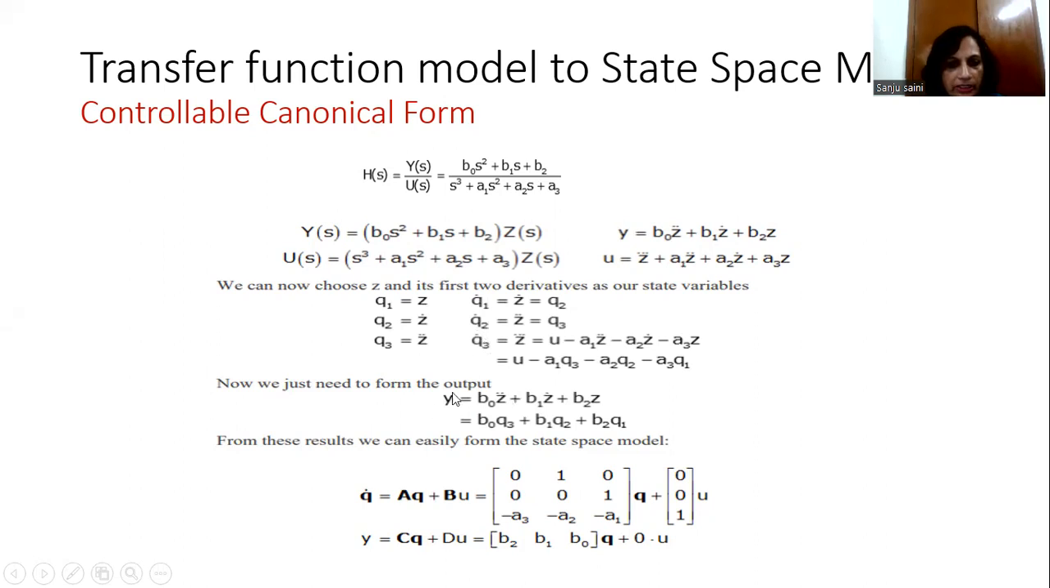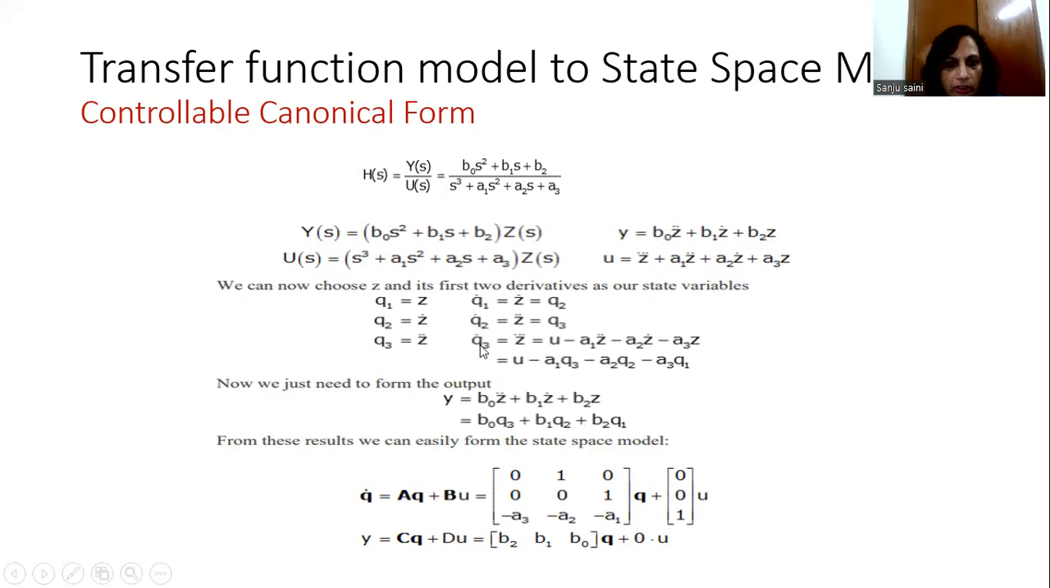Now we just need to form the output. The output is equal to y, so y is equal to b0 z double dot plus b1 z dot plus b2 z. Here z double dot is q3, z dot is q2, and z is equal to q1, which we have substituted. Now from these equations, we can write down the matrices A, B, C, and D.